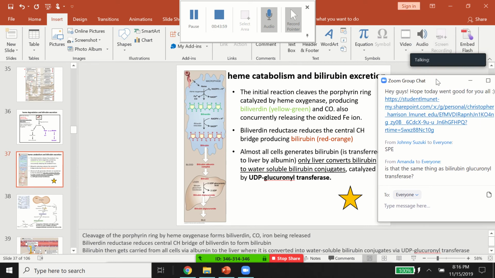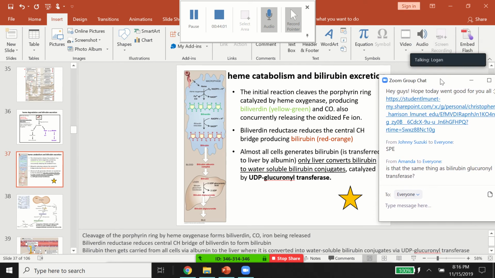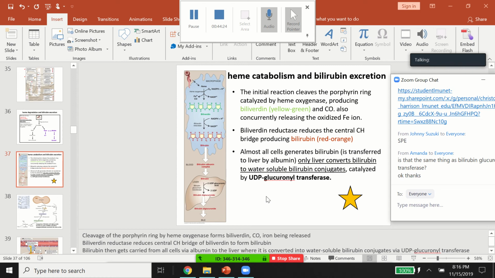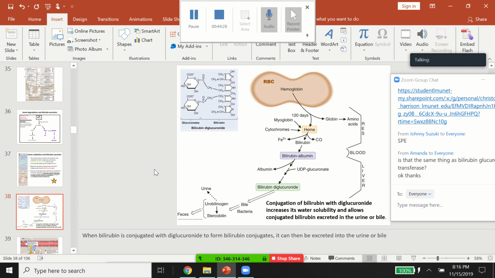Is that the same thing as bilirubin glucuronyl transferase? Yeah, I think it is. I don't know why they call it that, but we always refer to it as UDP glucuronyl transferase. The picture is a little different as far as its naming, but it's the same thing. I would definitely know it as UDP glucuronyl transferase because that's what she mentions it as. Yeah, no problem. It's a good question.